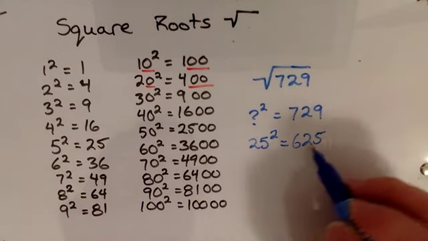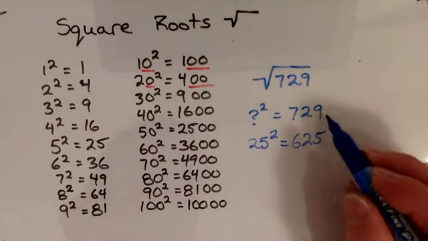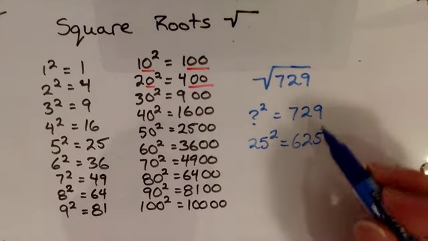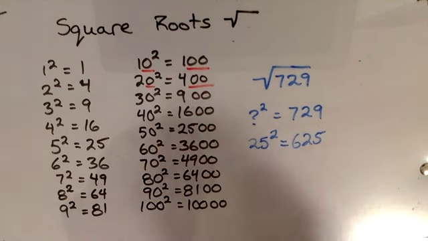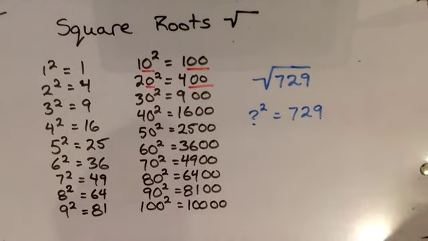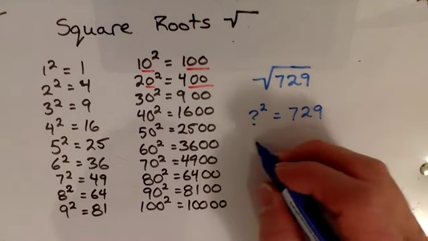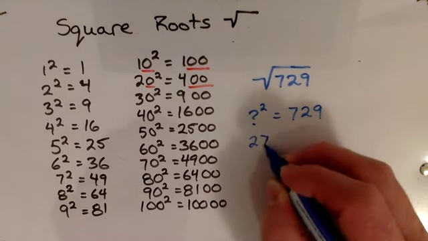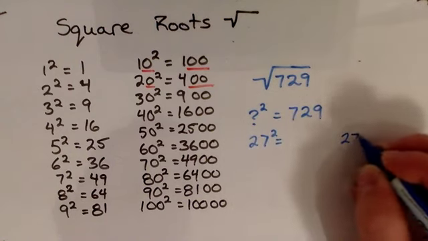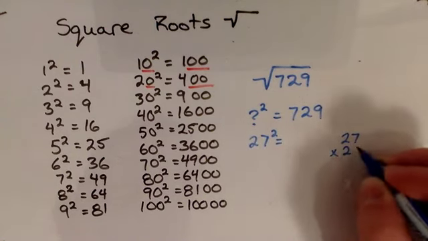Well, we look at this number, 625 is still smaller than 729. So we know that the number that we're looking for is higher than 25. So we could go 26, 27. I'm going to say it's still a little ways higher, so I'm going to guess 27 because that's maybe a little bit closer. So if we go 27 and square that, we'll have 27 times 27.